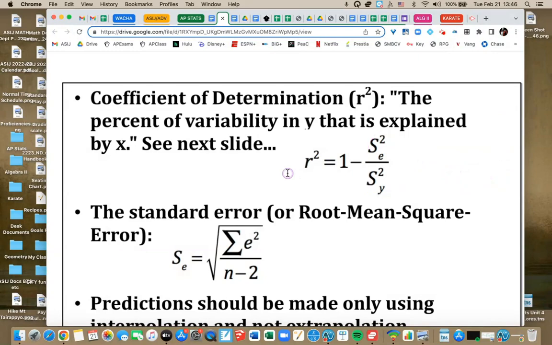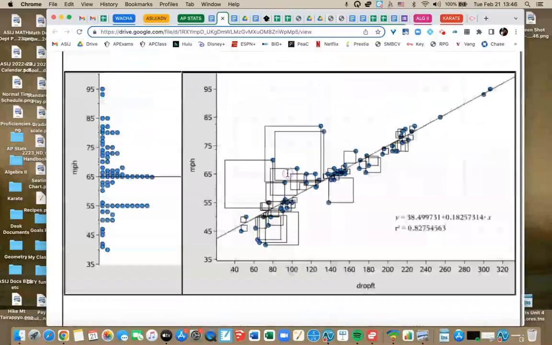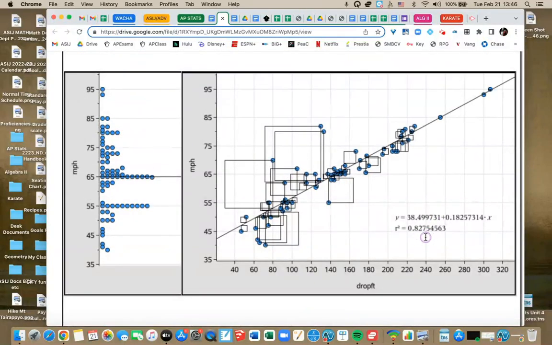Let me go back to my graph. I'm almost done here. So this is about 82.7%, 82.8. So I would say I have 82.7% of the variation in miles per hour of the roller coaster can be explained by the drop in feet of the roller coaster. And the reason we say can be explained by is because it's the part that's being removed. It's the part that is directly being affected by the association with the drop in feet.